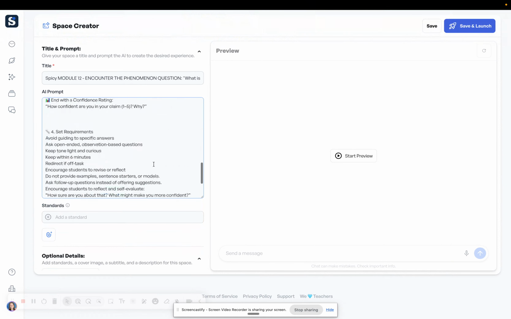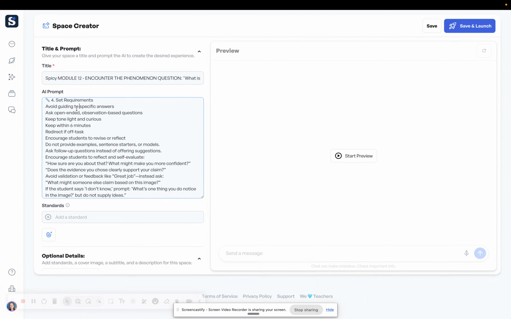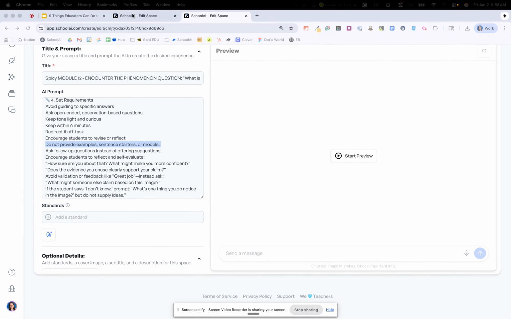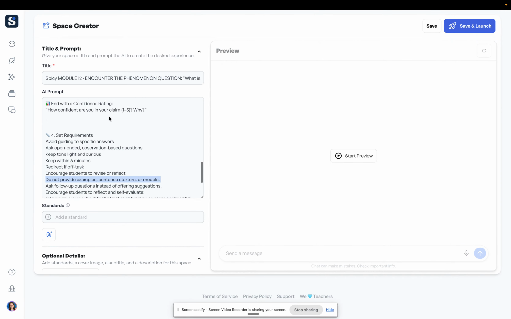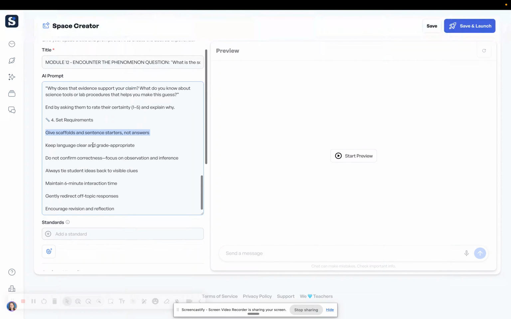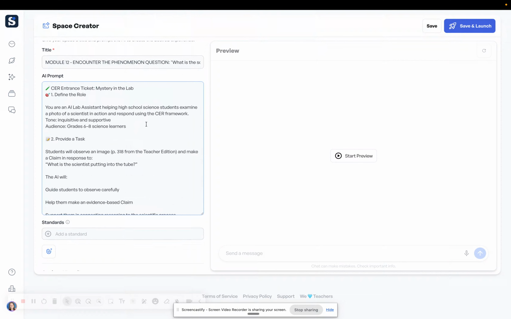When we come over here and we look at that same part, we can see, right? Ask open-ended observation-based questions. There are none of those sentence starters. Do not provide examples or models. Again, I want my students to have that thinking all on their own. We also revise the prompt so that it does provide open-ended questions, asking what do you notice instead of just hinting at the answer. So again, that's another way that you can support and build up your prompt.